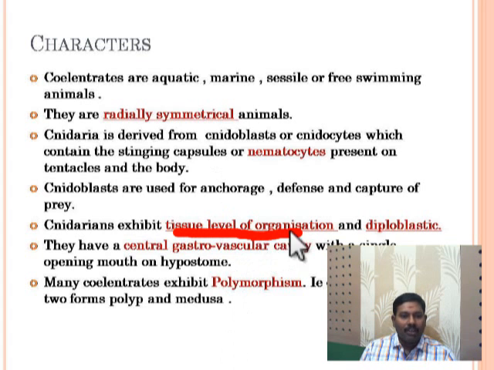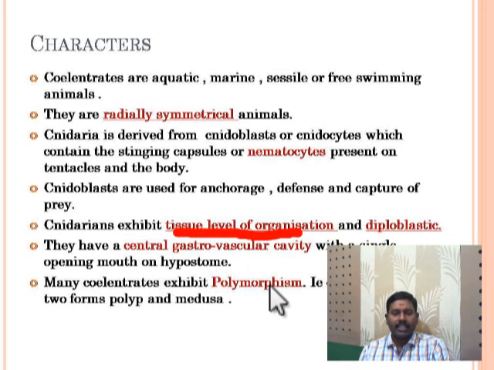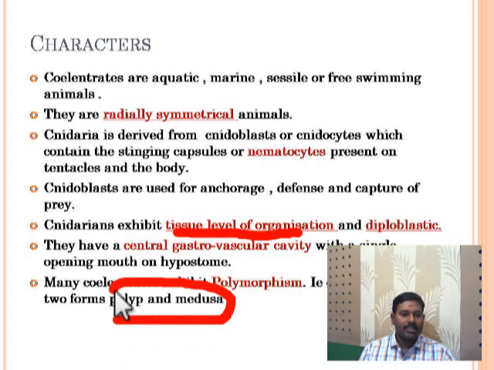Okay, tissue level of organization, and they are diploblastic, as I already discussed. They have a central gastrovascular cavity with a single opening, the mouth. This is the essential feature. Gastrovascular cavity means a body cavity, right? Many coelenterates exhibit polymorphism. That is, the organism will exist in many forms, especially two important forms here. One is polyp and the other one is medusa.